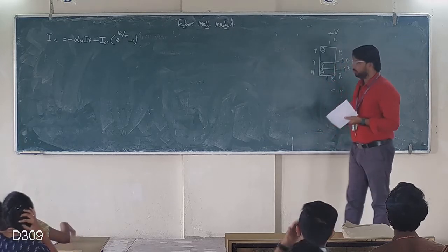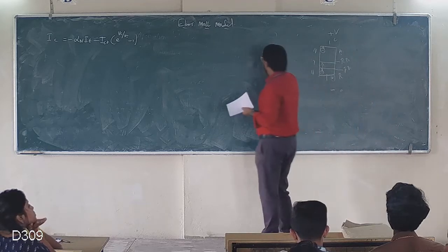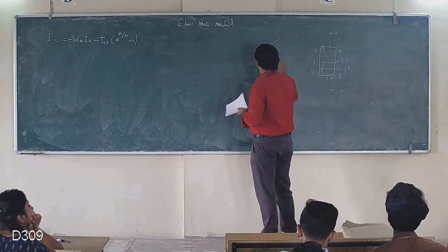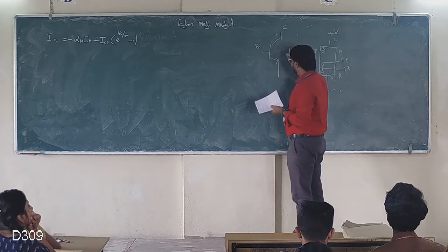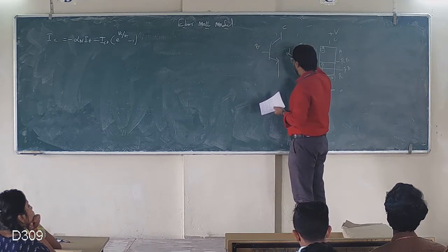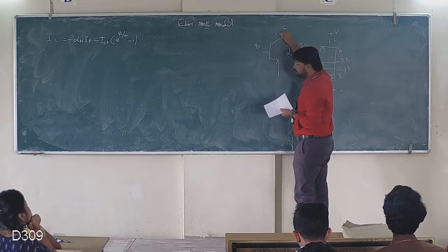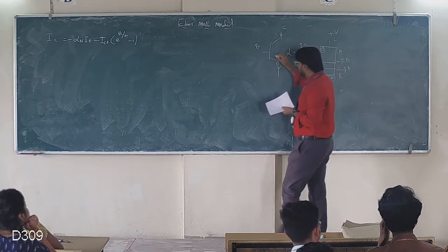So here in the symbol, what does the symbol represent? Emitter, collector, base. So what is alpha? Alpha is equal to IC by IE. What is beta?